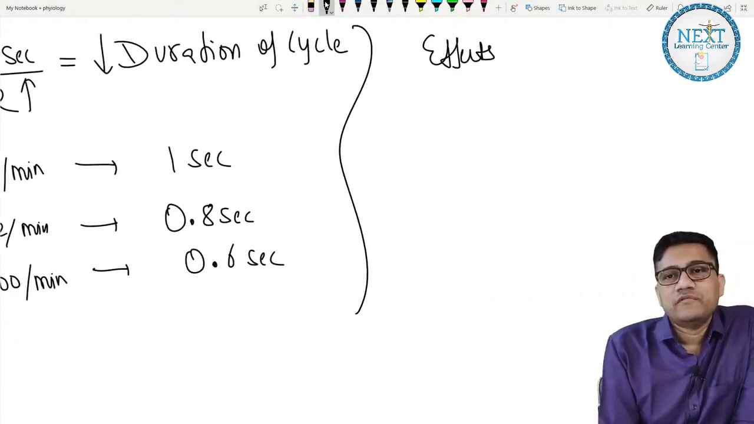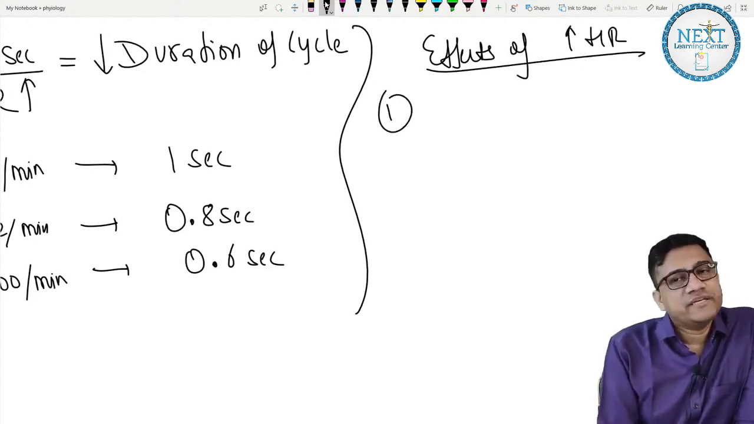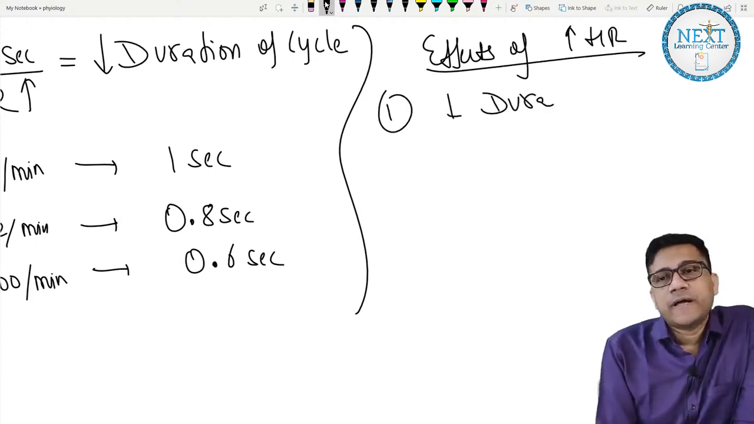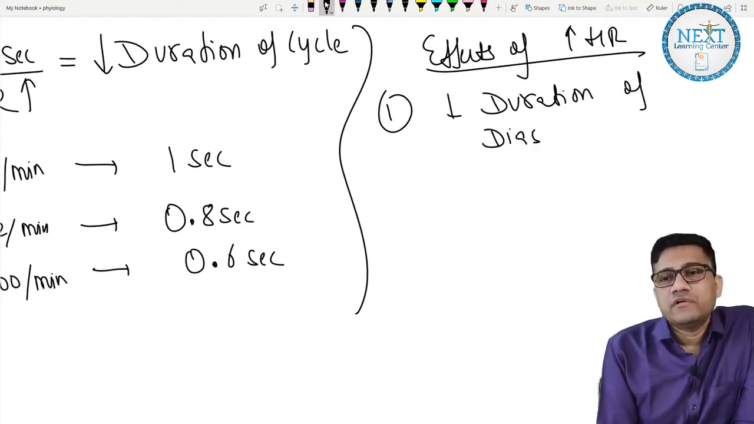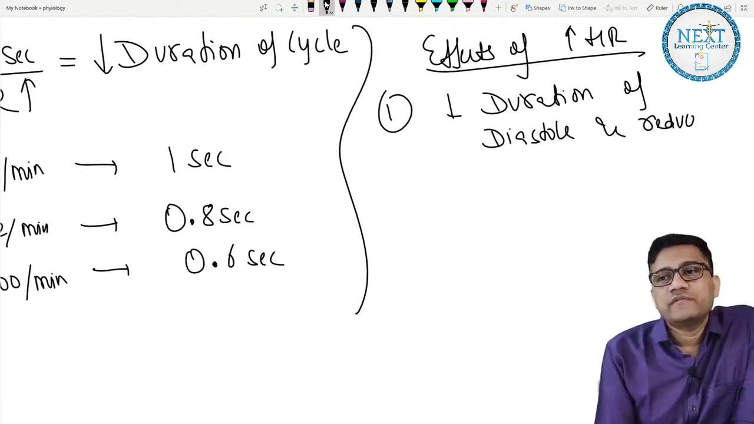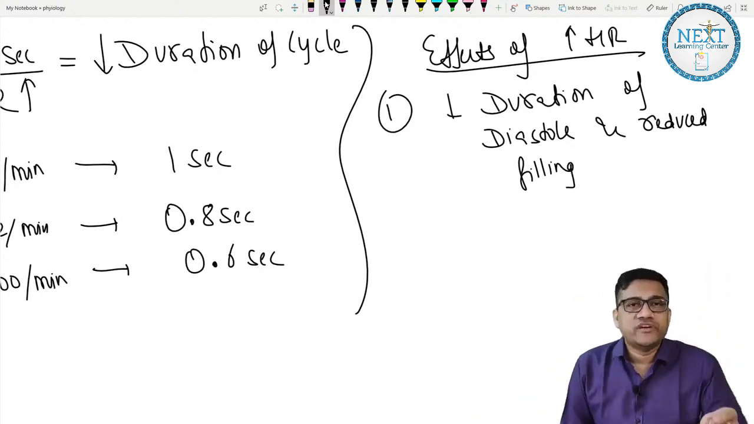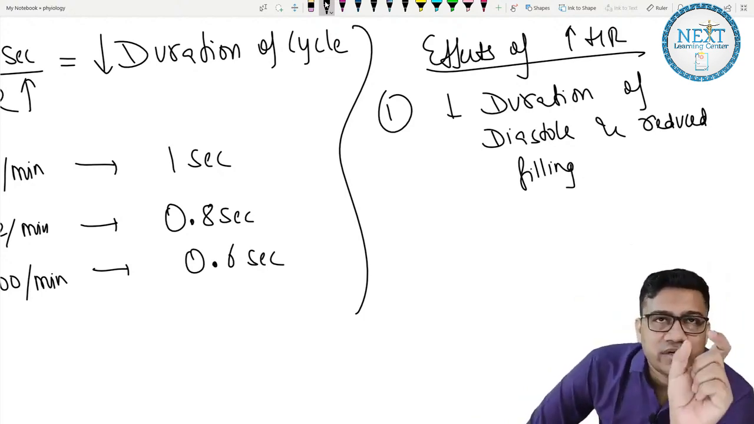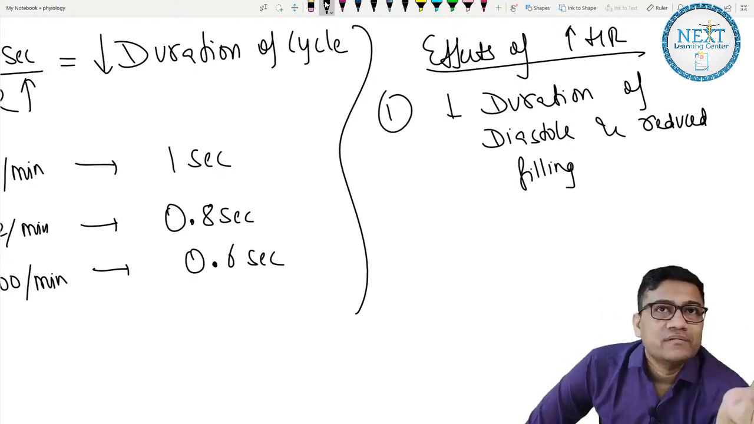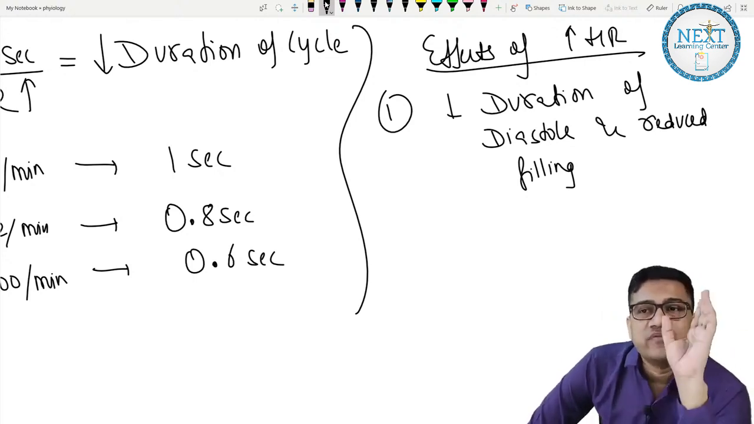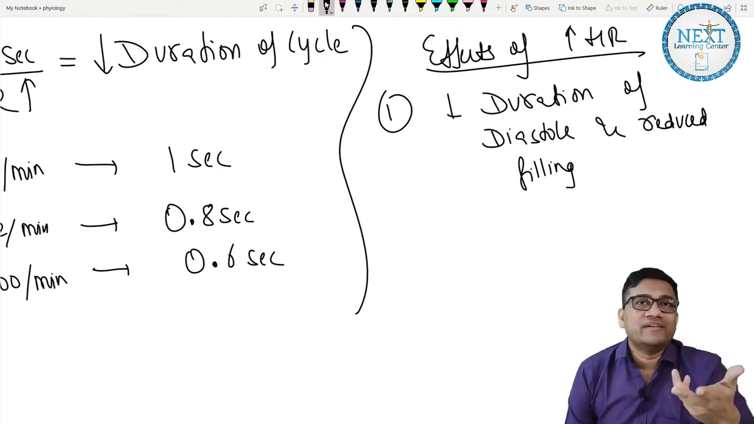effects of increased heart rate. One is it causes decreased duration of diastole and reduced filling. So that's why one effect is what? If you increase the heart rate too much, the diastole shrinks. Why? Because as the cycle shortens, you will get less time for diastole and systole. So that's why it causes reduced filling. So that's why it becomes a poor factor at a higher rate.